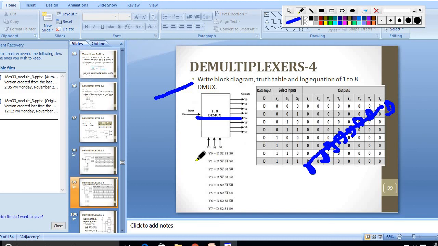So here is how they have written the expression, with D as usual. See here, the select lines: S2 is 0, so S2 bar; S1 is 0, so S1 bar; S0 is 0, so S0 bar. Like that you have to write for all. I will show the second one also: S2 bar, S1 bar, and S0 is 1, so S0. Again we have to add D here. Like that we have to write.